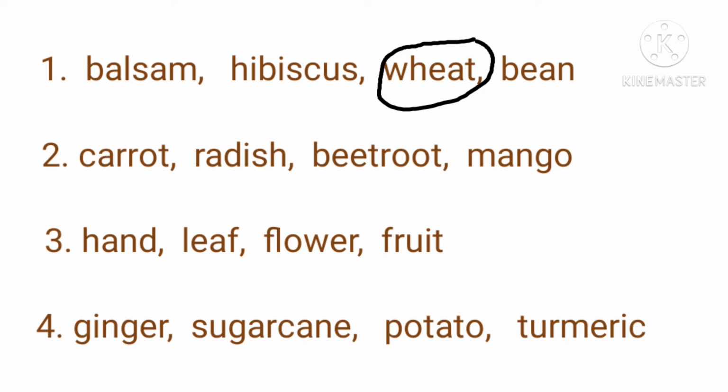Then second question. Here you have carrot, radish, beetroot and mango. Which is the odd one here? Yes, mango. Why? In the mango tree, the extra food of the plant will be stored in the fruits. What about the other plants? Here, the extra food of the plant will be stored in their roots, isn't it? The edible part of the plant is the root in carrot, radish and beetroot, except mango.